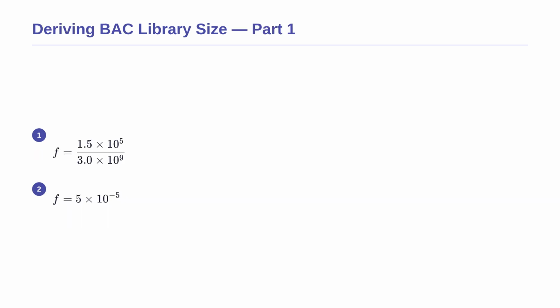Let us begin solving the problem by finding our fraction, F. We need to determine what portion of the total genome fits into a single BAC vector. We do this by dividing the insert size, which is 150,000 base pairs, by the total genome size of 3 billion base pairs. The result is 5 times 10 to the power of -5. This tells us that each individual BAC clone carries a very tiny, yet highly significant fraction of the entire mammalian genome. This value will now serve as the input for the denominator of our main formula.